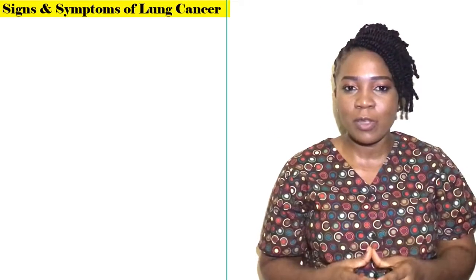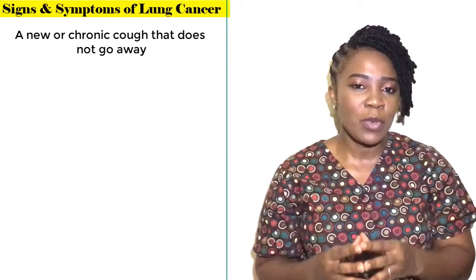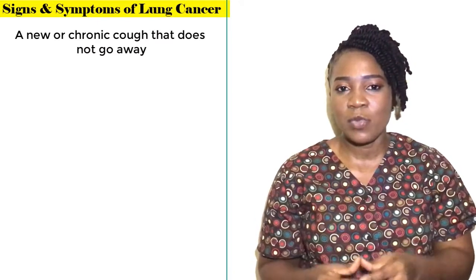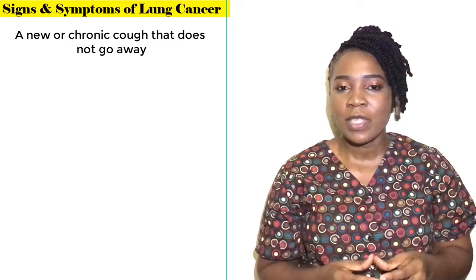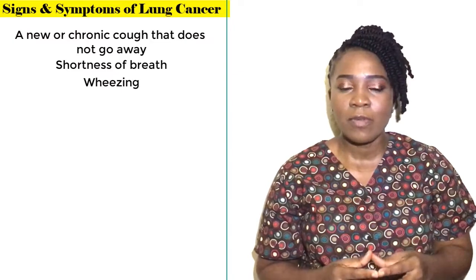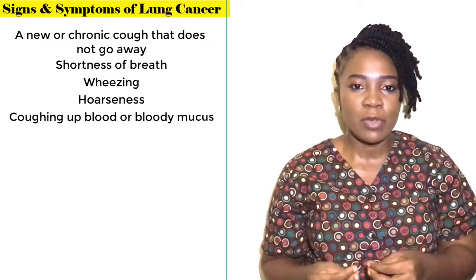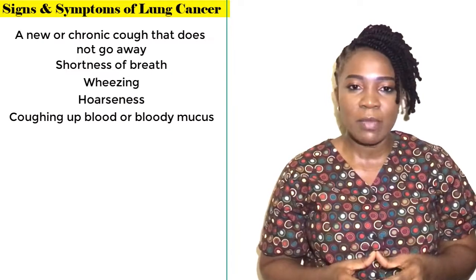The signs and symptoms of lung cancer occur when the disease is advanced. It typically does not cause signs and symptoms in its earlier stages. Common lung cancer signs and symptoms include: 1. A new or chronic cough that does not go away, lasting at least 8 weeks. 2. Shortness of breath. 3. Wheezing. 4. Hoarseness. 5. Coughing up blood or bloody mucus, even if it's a small amount.